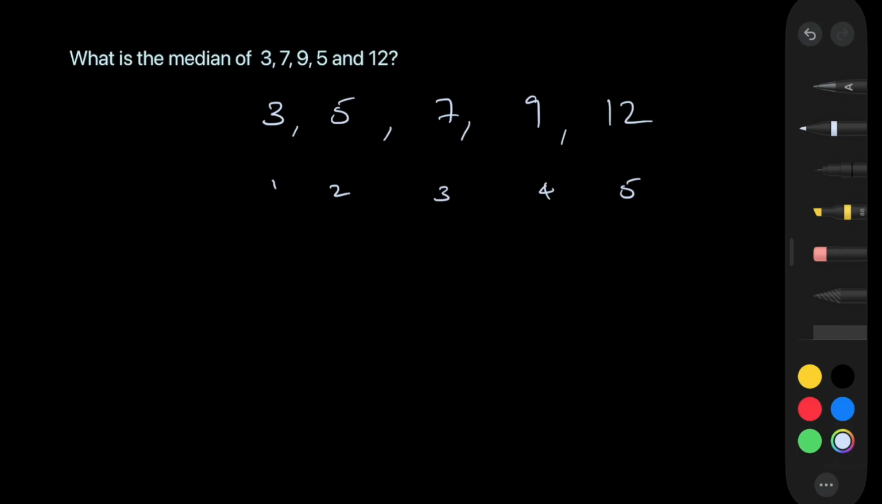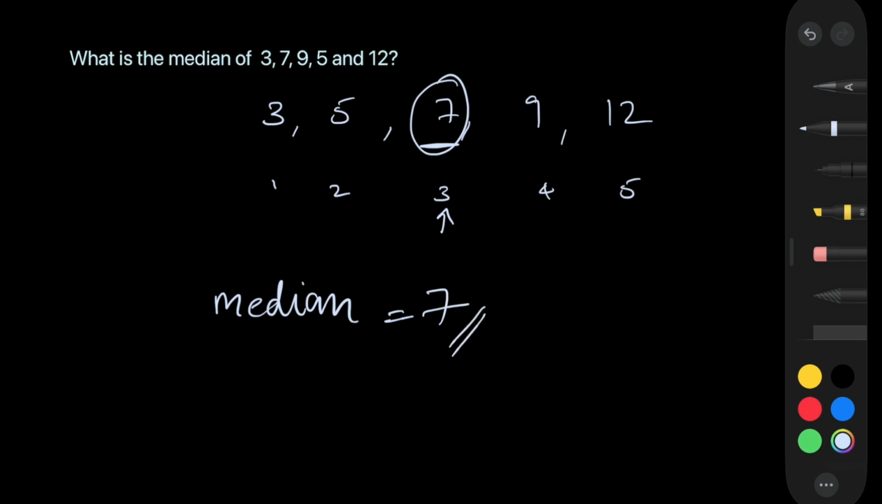Meanwhile, the number in the third position equally divides the set into 2 halves. So that number is the median. So in this set, the median is equal to 7. What is the median of 32, 15, 22, 8, 27, 19, 34, 10, and 25?